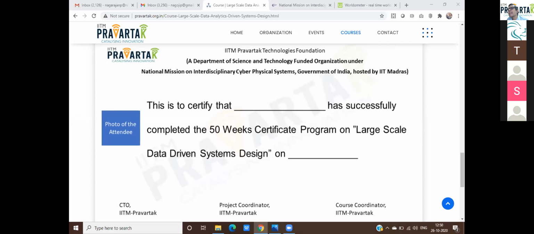Large scale data, what is it? Large scale data analytics driven systems design. There will be analytics there. Yeah, this is the certificate. The certificate's program name is large scale data analytics driven systems, right?